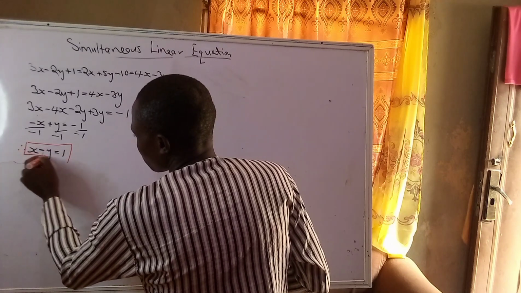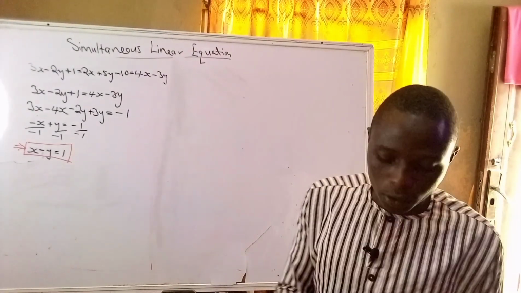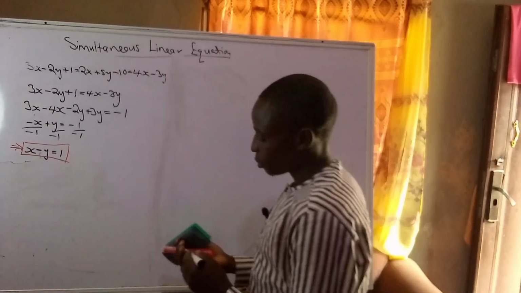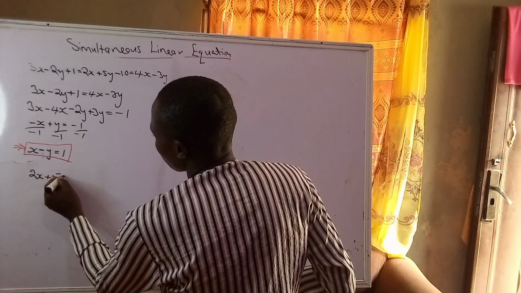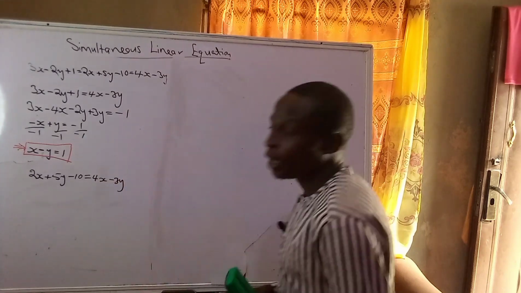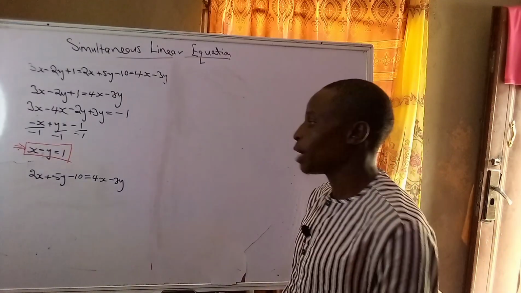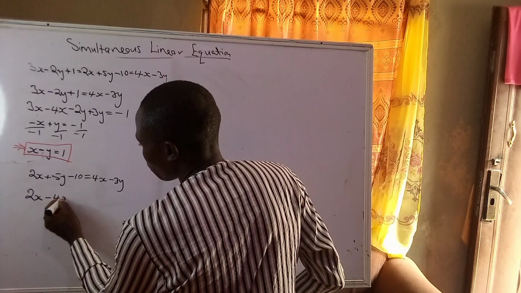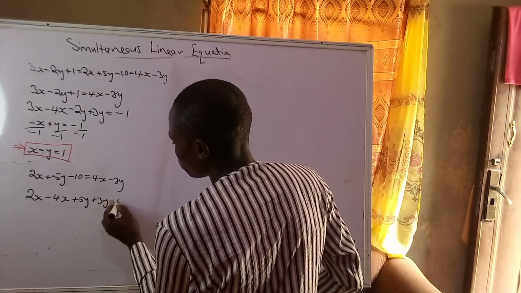This is my first equation. Then I will go back to the original equation, the first problem given, and pick the second term and the third term. What am I saying is to come back and say 2x plus 5y minus 10 is equal to 4x minus 3y. Then I will rearrange those terms in x to be on one side and those terms in y to be on the other side. So 2x minus 4x plus 5y plus 3y is equal to 10.